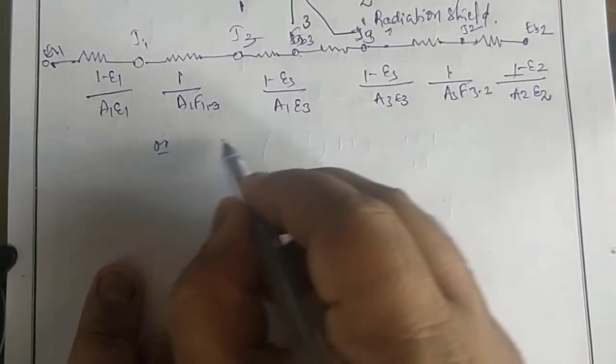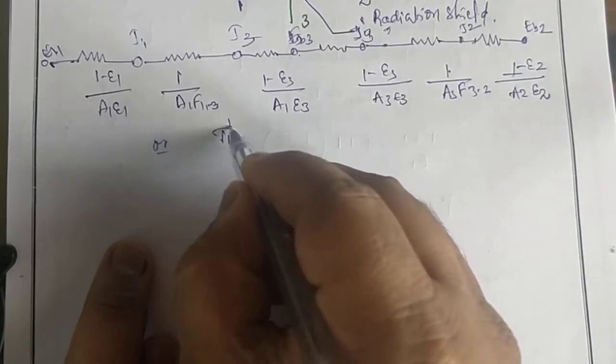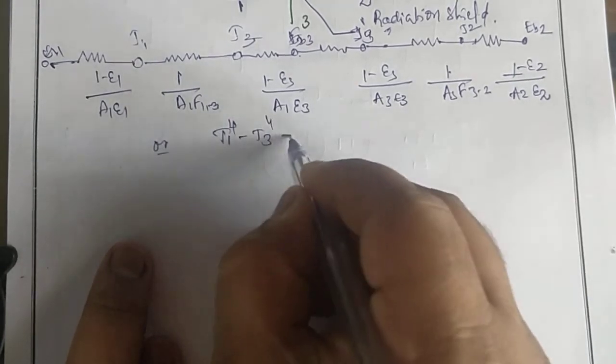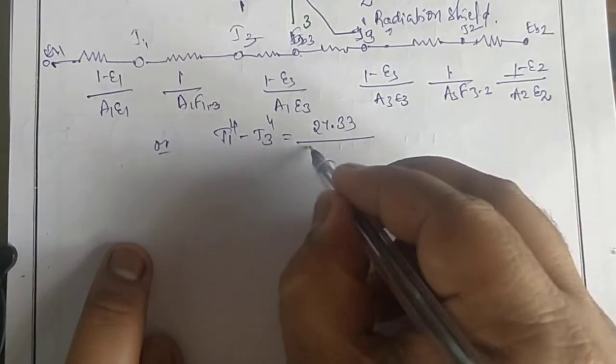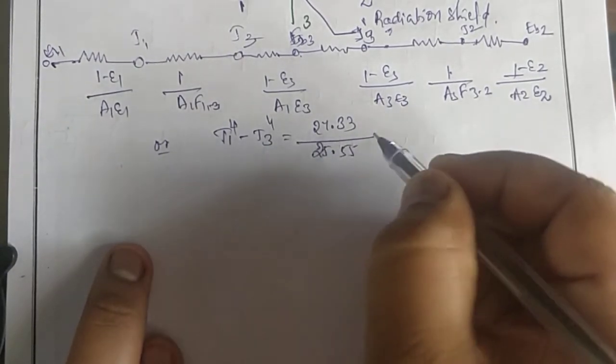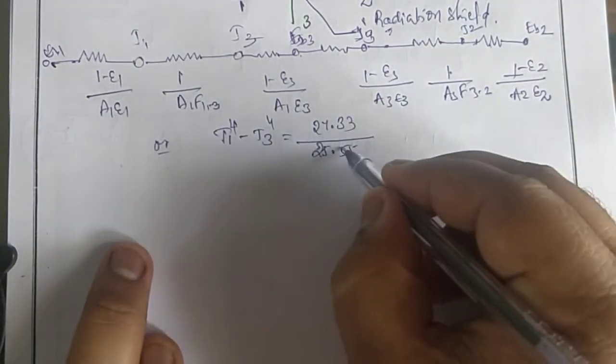Further, from the previous one, (T1 to the power 4 minus T3 to the power 4) equals 27.33 divided by 25.25.